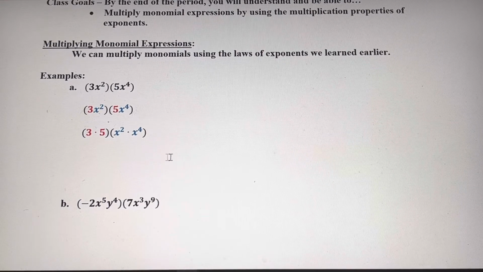So I multiply the constants, I get 15. Remember, I'm going to add these two exponents. 2 plus 4 is 6. So the product here, the answer, is going to be 15 times x to the 6th. So we're going to multiply the constant terms together, and we're going to multiply the variable terms that have the same base together. And we're going to add those exponents using the law of exponents that we just went over.